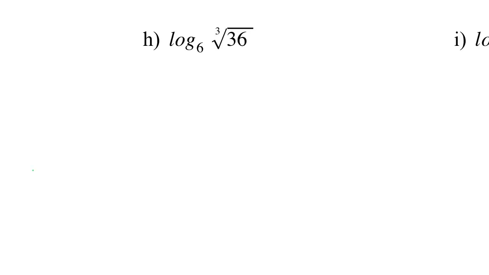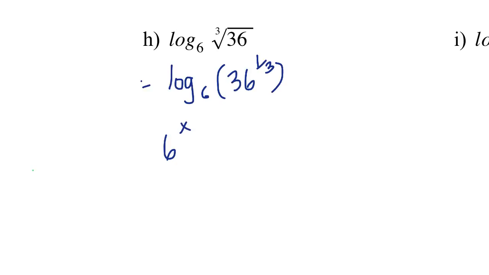Here's another one that's a bit of a mess, but before actually doing it, let's simplify it a little bit. So we would say log base 6 of the cube root of 36. Another way to write that is 36 to the power of a third, right? So if we write this out in exponential form, it's like we're saying 6 to the power of something gives us 36 to the power of 1/3.